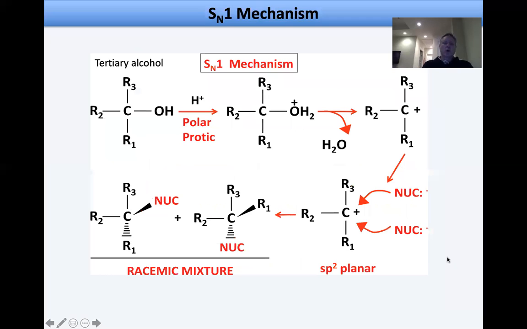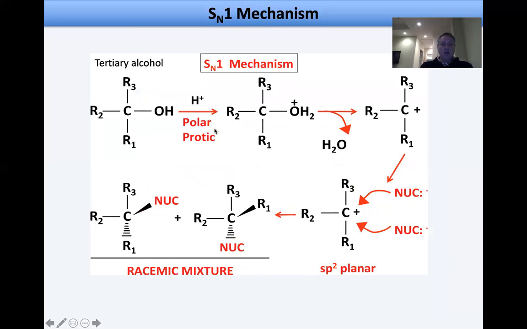So how does SN1 work? Well, a classical example is a tertiary alcohol for SN1. Whenever you're thinking about SN1 and SN2, you should look at the substrate and ask, is this a permissible substrate? A tertiary alcohol is going to be very conducive for an SN1. And so here's a tertiary alcohol right here.